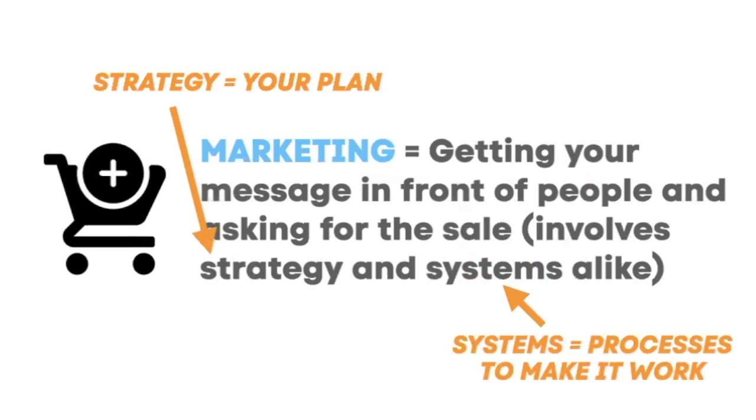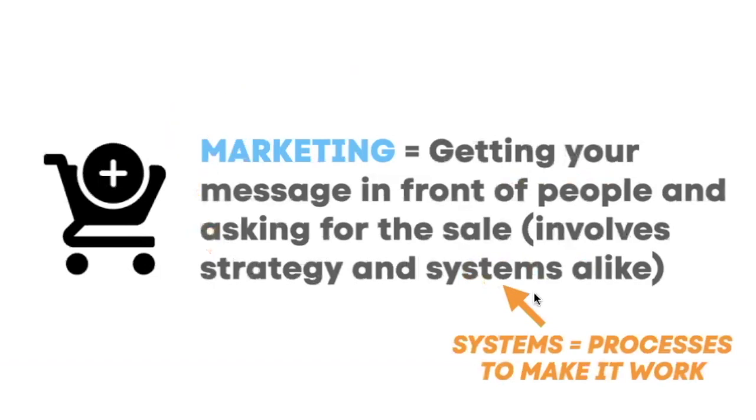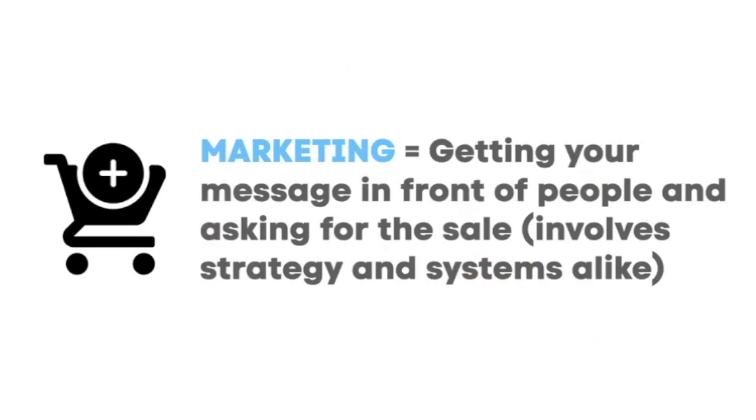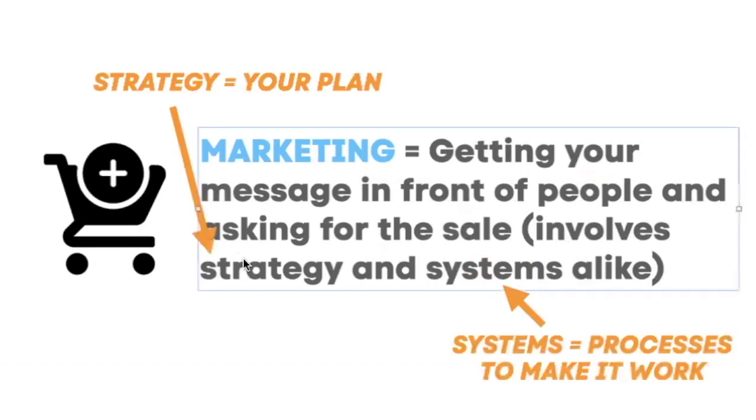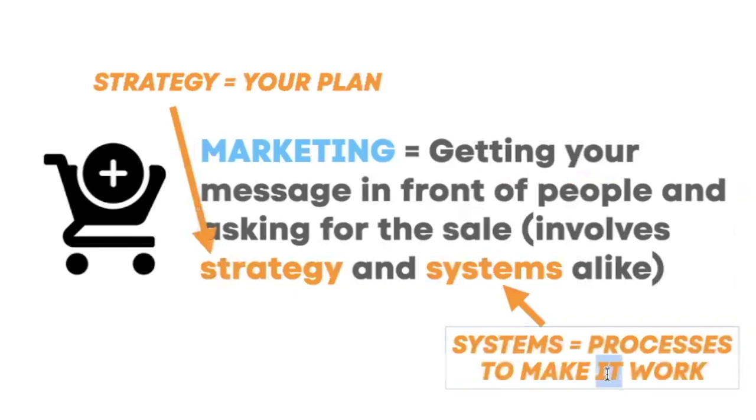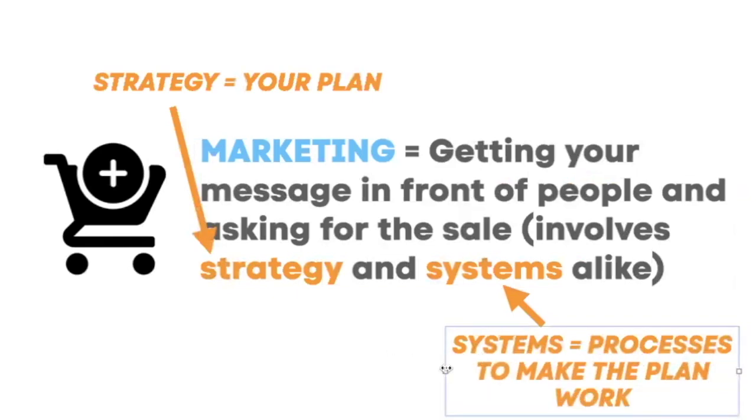Marketing is your plan for getting your message in front of people and asking for the sale. So it involves strategies and it involves systems, both. Okay, so to be clear, marketing, getting your message in front of people and asking for the sale, it involves your strategy. That's the plan. It involves systems. Systems are the process to make the plan work. So marketing, again, asking for the sale.